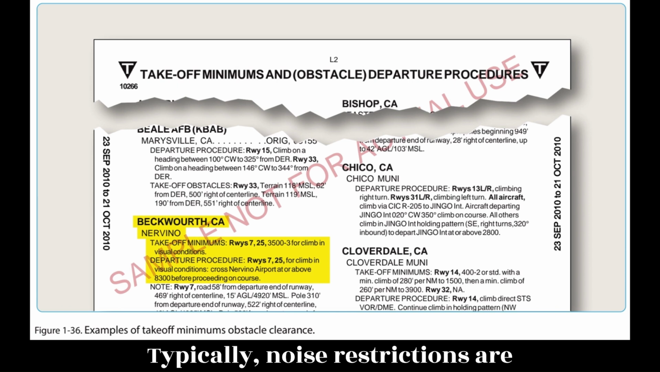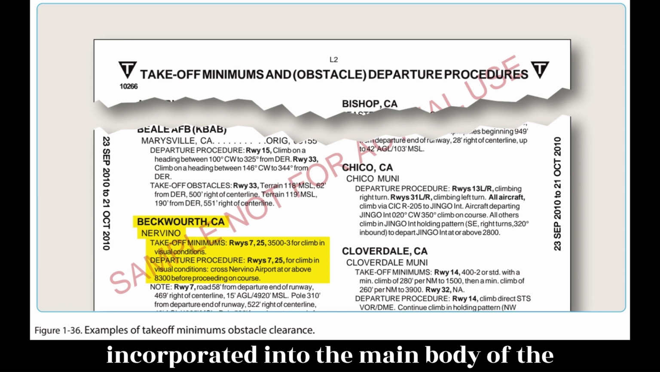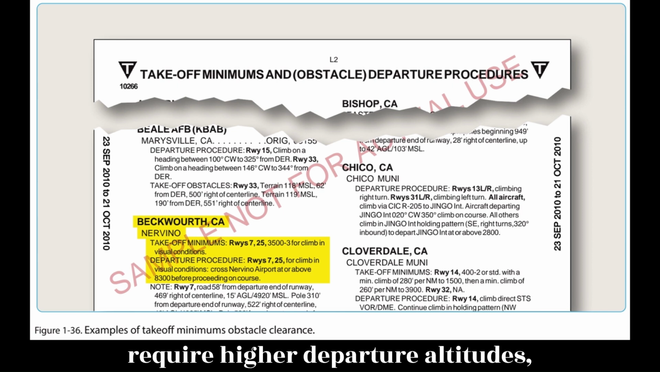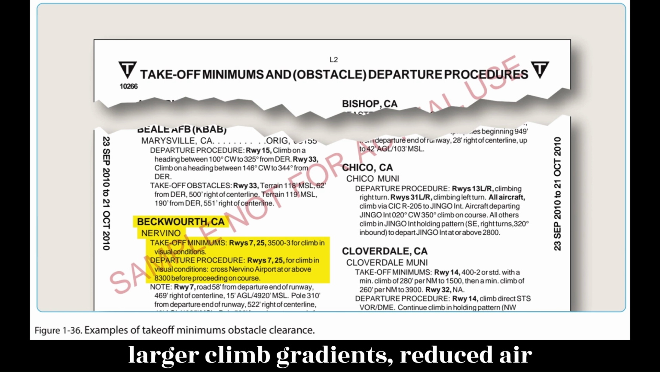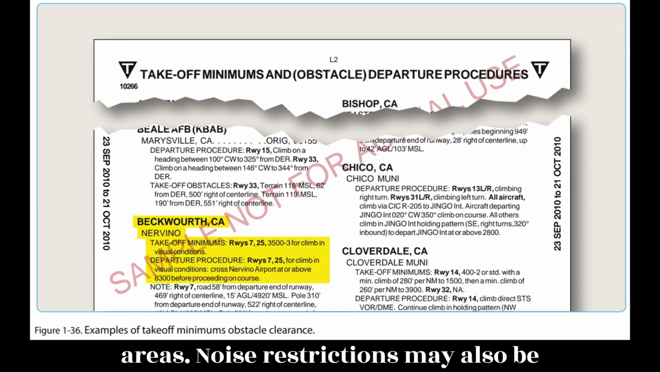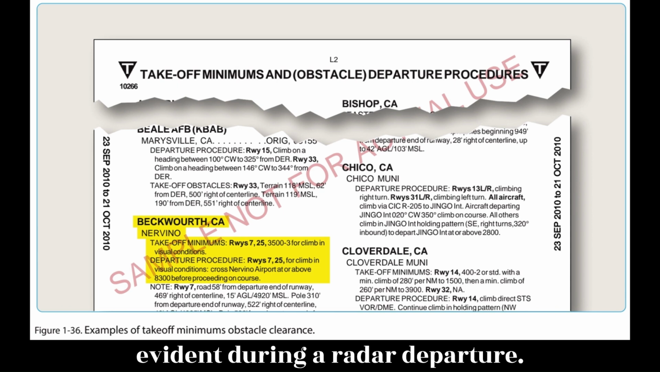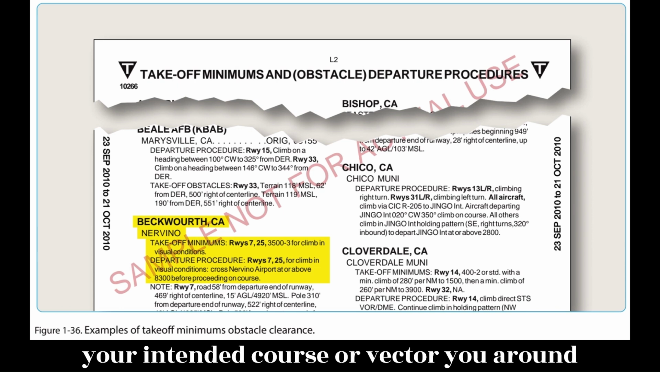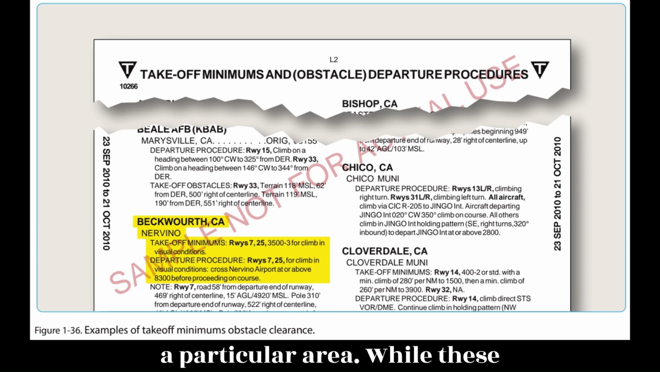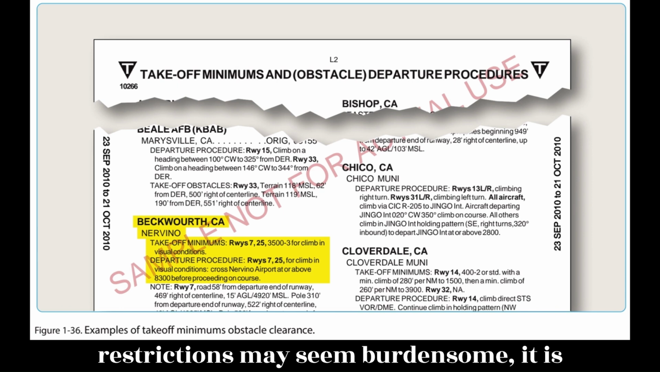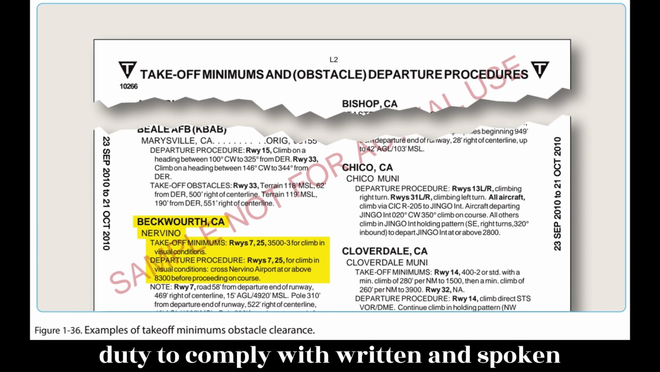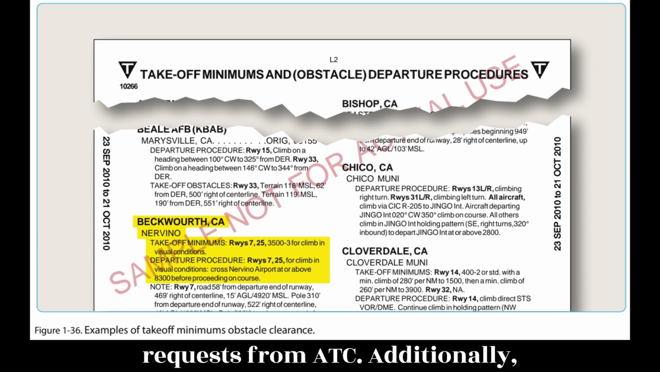Typically, noise restrictions are incorporated into the main body of the SID. These types of restrictions require higher departure altitudes, larger climb gradients, reduced airspeeds, and turns to avoid specific areas. Noise restrictions may also be evident during a radar departure. ATC may require you to turn away from your intended course or vector you around a particular area. While these restrictions may seem burdensome, it is important to remember that it is your duty to comply with written and spoken requests from ATC.